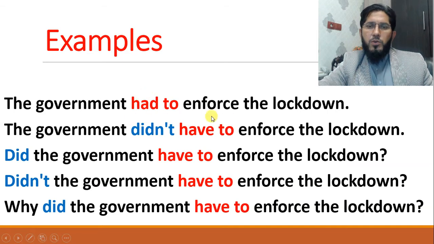The government had to enforce the lockdown. It was the obligation of the government to enforce the lockdown. So we talk about a sort of obligation in the past.